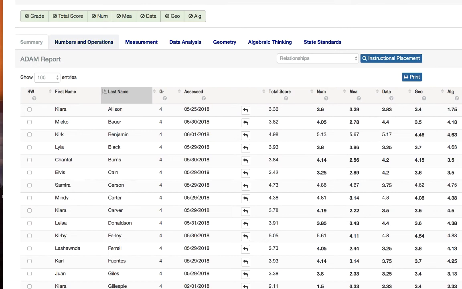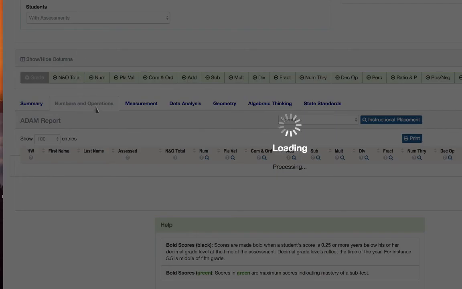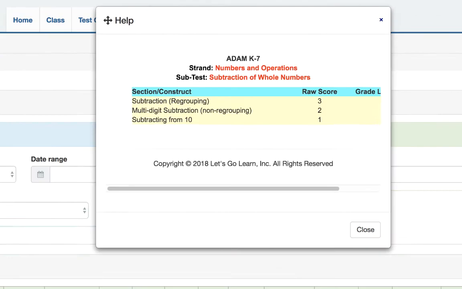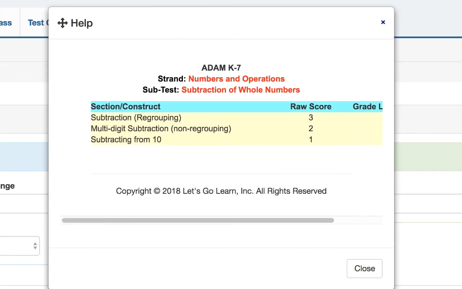So let's go ahead and take a look at numbers and operations. Within numbers and operations, we actually have all these different subtests: numbers, place value, comparing and ordering, addition, subtraction, multiplication, division, fractions. So I could go ahead and click on any of these and say, okay, what is subtraction? And we see that it is subtraction of whole numbers, and we see that it's going subtraction from 10, multi-digit subtraction non-regrouping, and subtraction with regrouping. So these are the three skills that are tested.